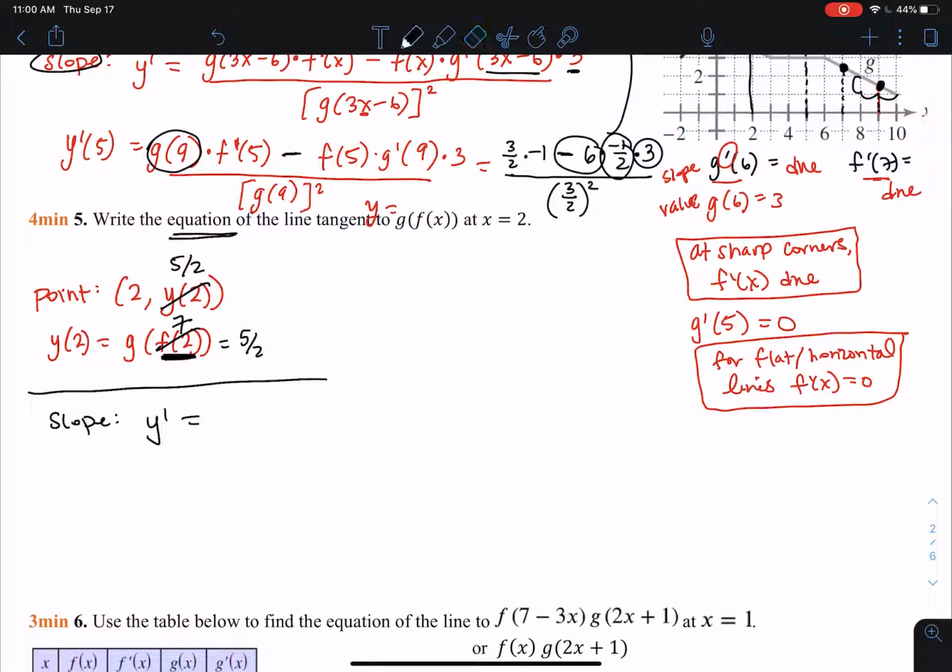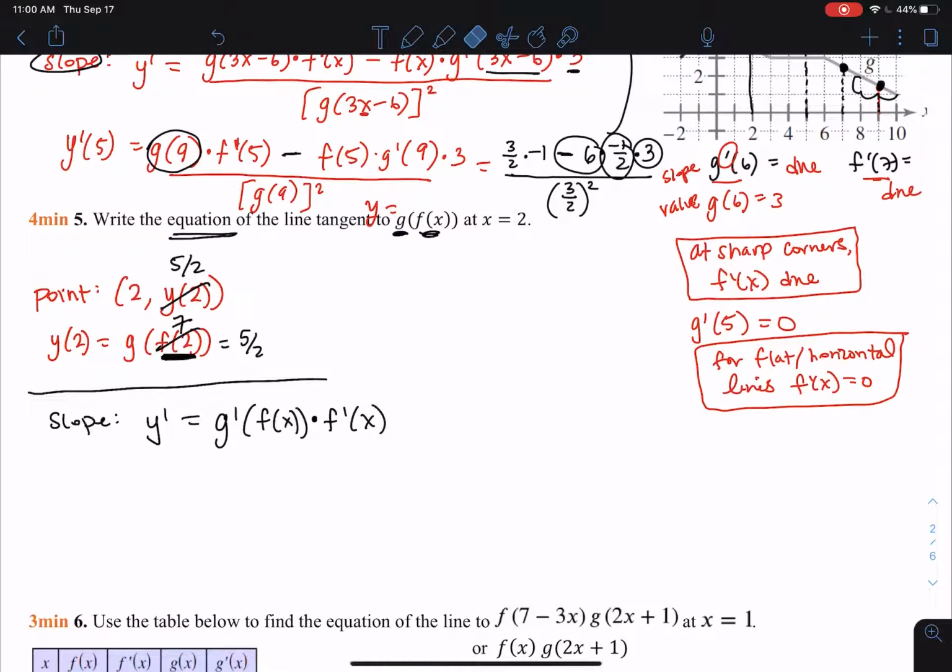So carefully, we'll take the derivative of the outside first. Leave the inside the same. Last step, times the derivative of the inside. Okay, that chain rule formula should be like clockwork. Very rapid: derivative of the outside, inside the same, then times the derivative of the inside.